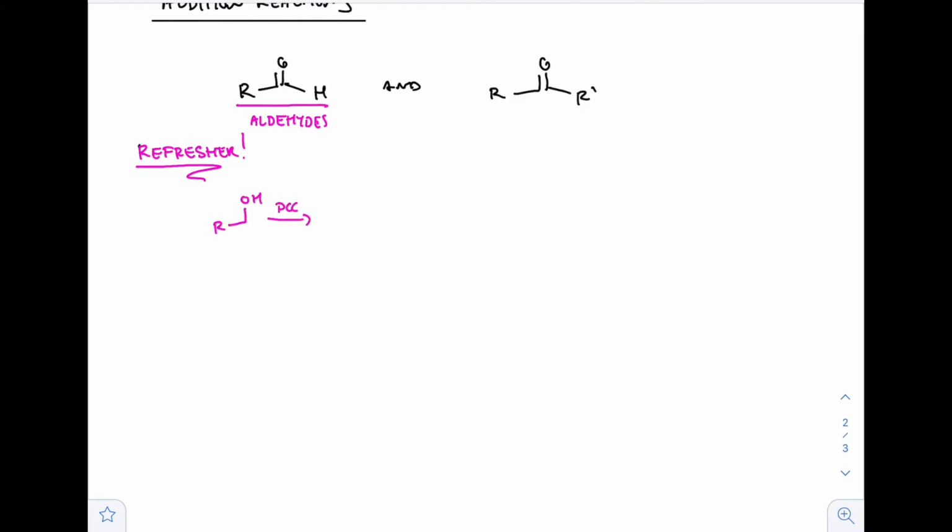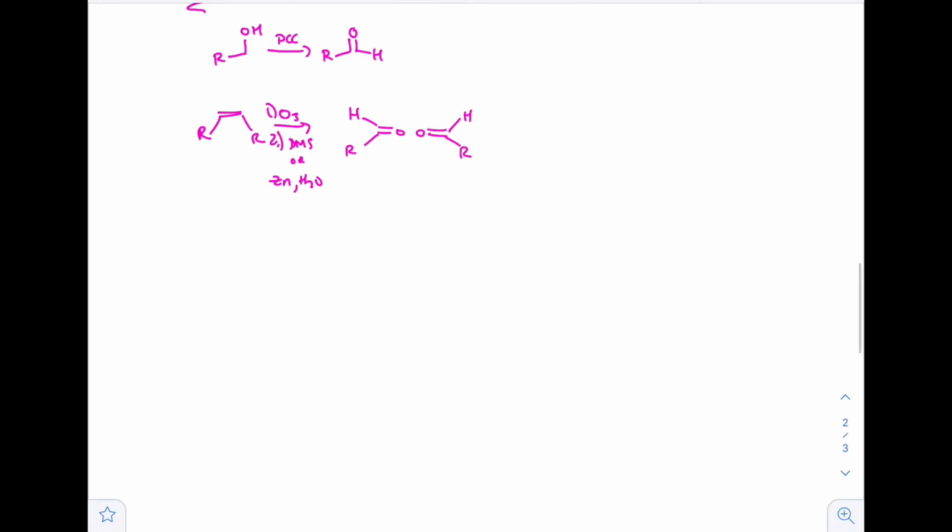Aldehydes, remember, we can hit the alcohols with PCC, primary alcohol in this case, to get our aldehyde. We can hit the alkene with a little ozone, a little DMS, which is dimethyl sulfide, or zinc and water. So some reducing agent in that second step. And that's going to make your two aldehydes, right? So if R is the same, that's perfect. If R is different, that's cool too. We get two aldehydes.